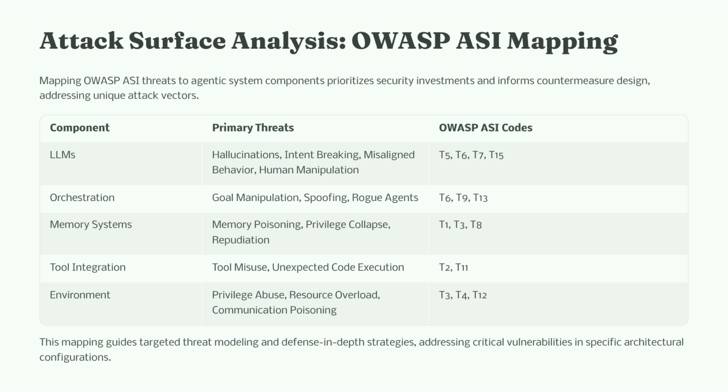For instance, large language models may experience hallucinations or misaligned behaviors, while orchestration can be susceptible to goal manipulation and spoofing. Memory systems are at risk of poisoning and privilege collapse, and tool integration can lead to misuse or unexpected code execution. Finally, environmental factors might expose systems to privilege abuse and resource overload. By mapping these threats, we can develop targeted threat models and implement defense-in-depth strategies tailored to address vulnerabilities specific to our architecture. Next, we'll explore how selecting the right architectural pattern can significantly enhance our security posture.